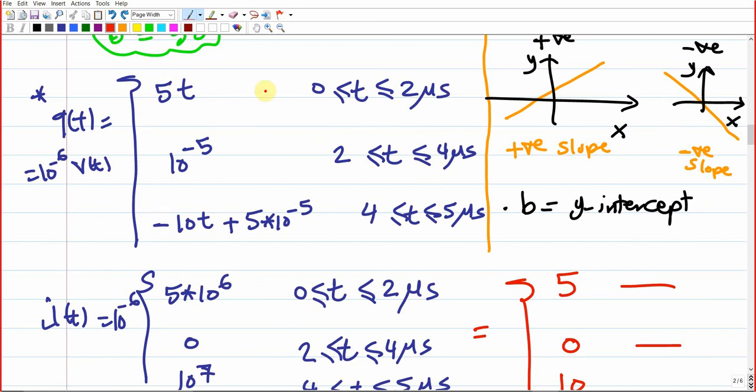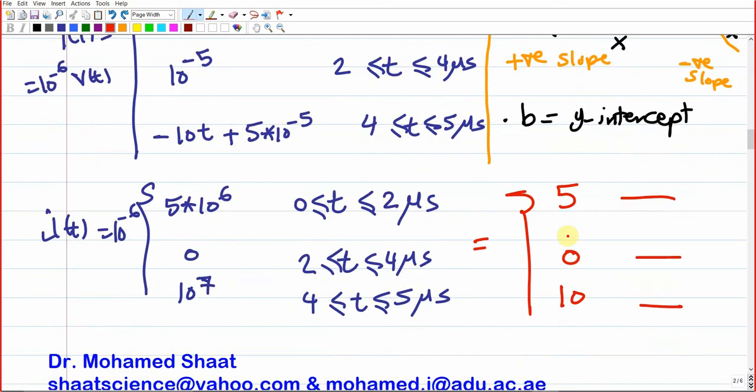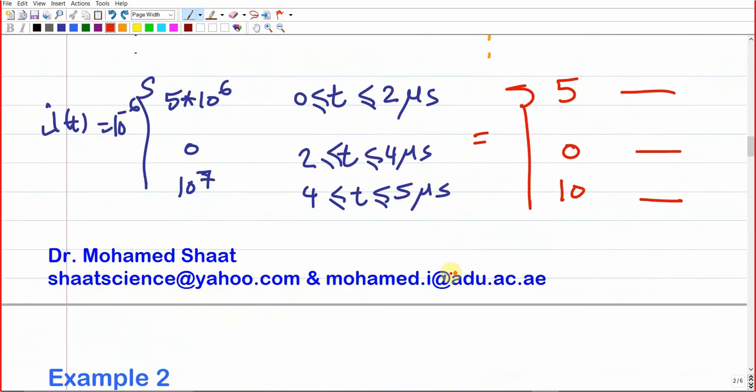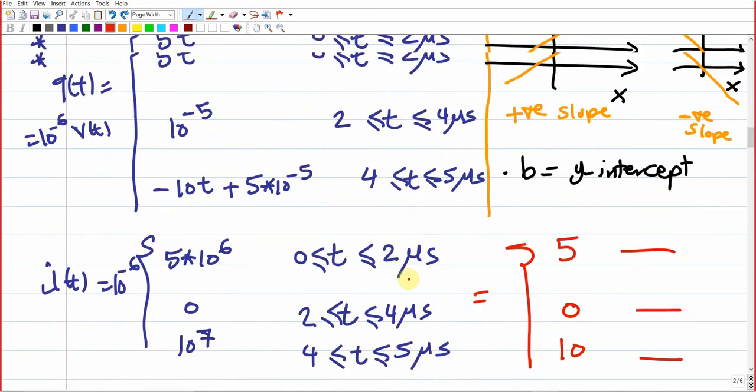How can we draw these equations? This is a charge equation. It is a linear function here. This is the equation of a line with zero intercept. B here equals zero, right? And this 5 should be the slope. I'm going to let you know how we can draw this very simply. The same thing: this is a linear function, but this is a constant function. Here, all of these are constants. It means that the current over the time period should be constant in general. So how can we draw these equations?